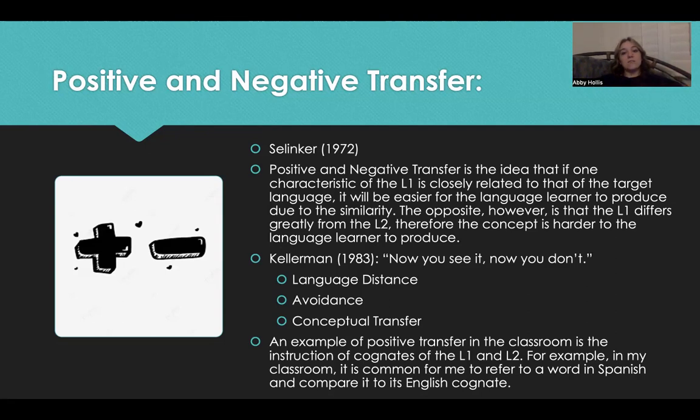And that means that it's easier for learners to process this in their mind because it is something that they already have previous knowledge of, that they can kind of take from their L1 and it transfers easily into their L2. A negative transfer, on the other hand, is something that states that the L1 is different from the L2. In this subject matter, it differs.